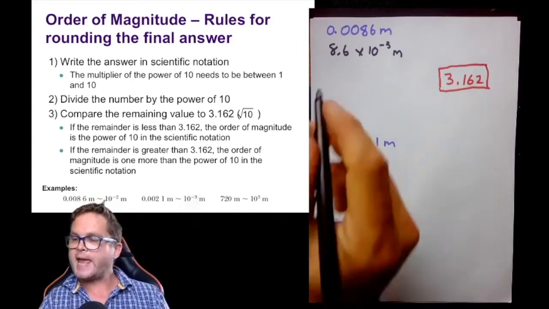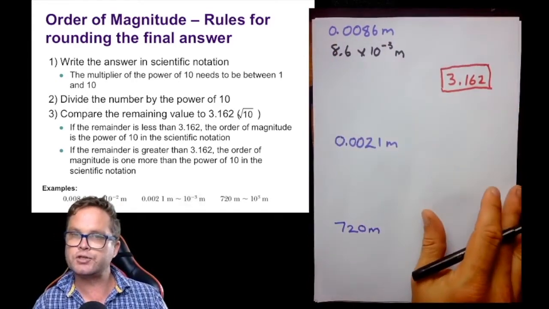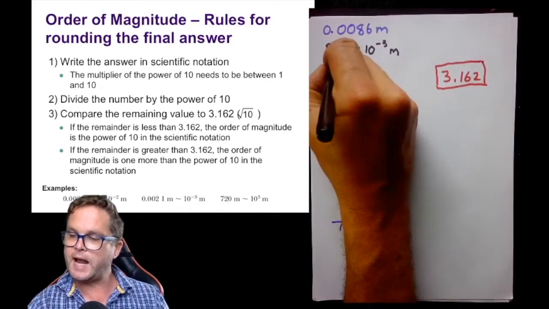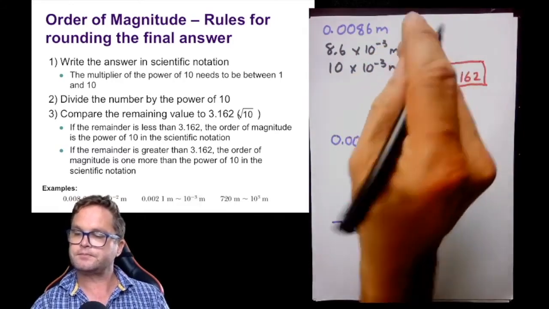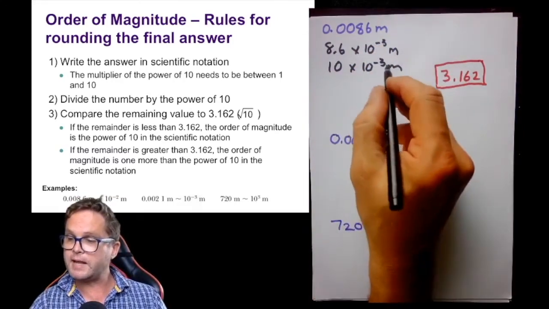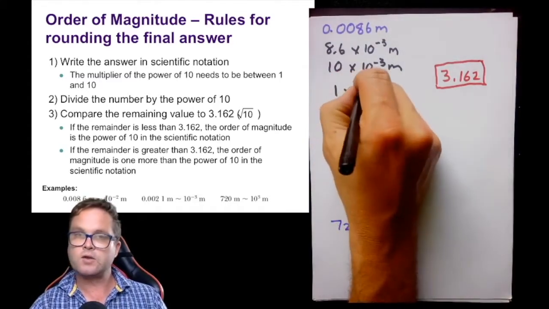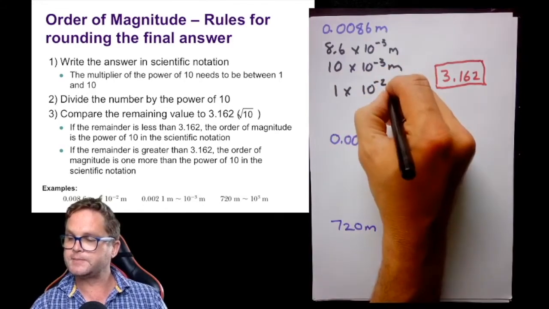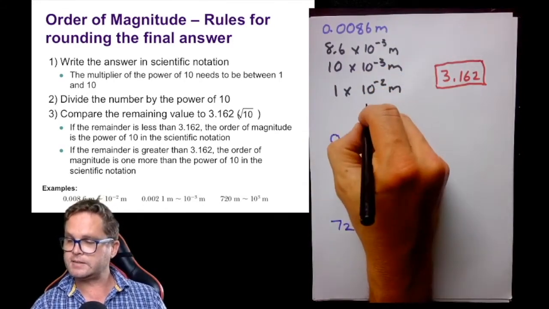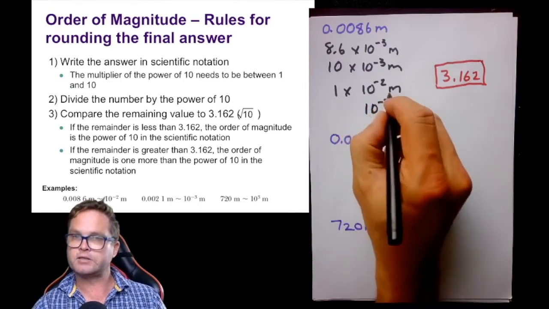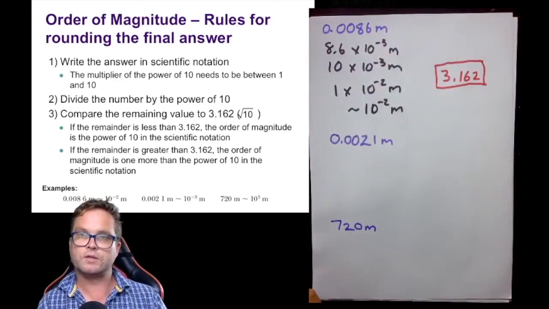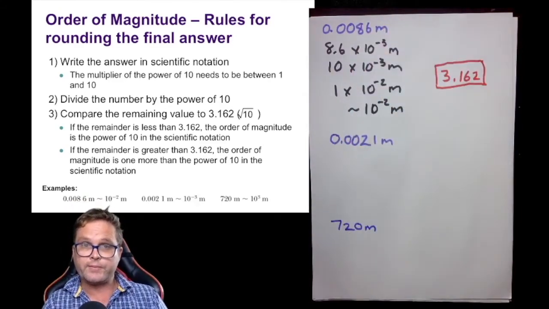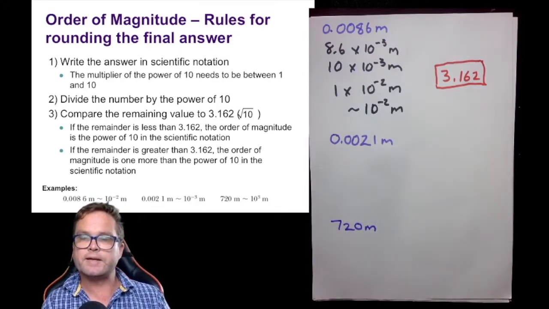So in this case, we have 8.6 is bigger than 3.162. So we round it up to a 10. So this then becomes 10 times 10 to the minus 3 meters. If we multiply this 10 in, we can rewrite this as 1 times 10 to the minus 2 meters. And 1 times anything is just itself. So it's 10 to the minus 2 meters. That is the solution for the rounding rule of the first quantity. As you can see on the bottom left of the slide, just above my head, that's the solution rounded. Let's apply this recipe to the second example.